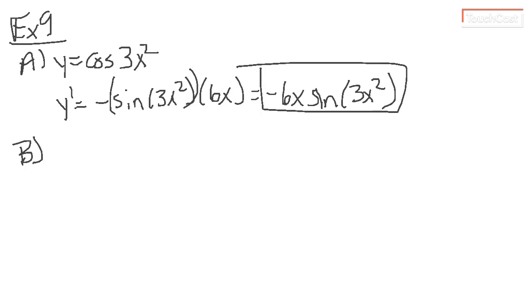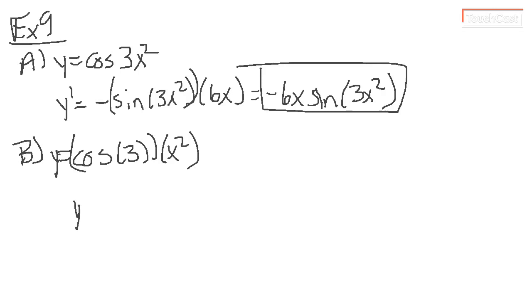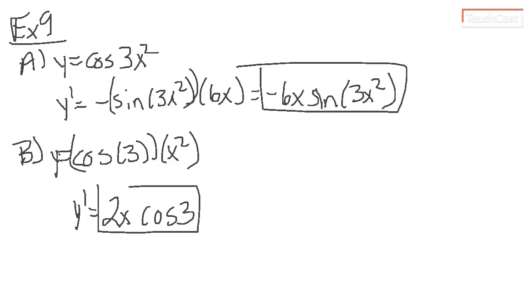Let's look at another one. Y equals cosine 3 times x squared. Well, cosine 3, that has no variables in it, so that's actually just a constant, which means when we're finding the derivative of this function, we're really just finding the derivative of x squared. And then we multiply it by cosine 3. So the derivative of x squared is 2x, and then we multiply cosine 3. So we've finished that derivative.